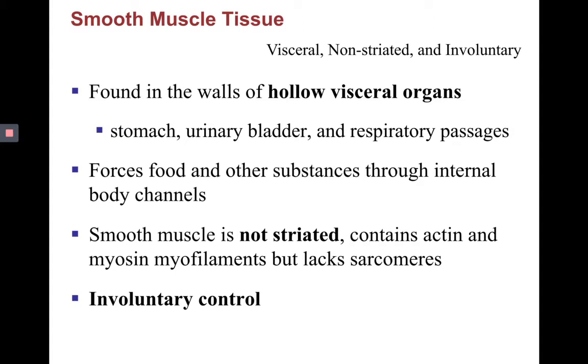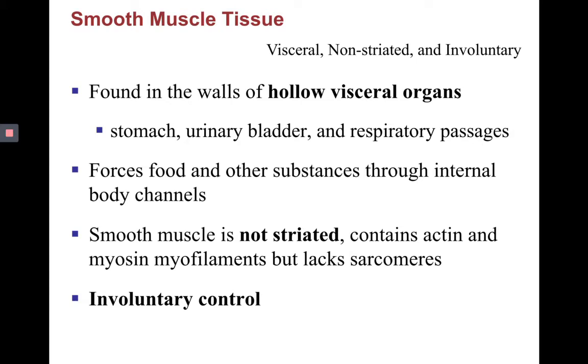We find smooth muscle in the walls of hollow organs, so that includes blood vessels, many digestive organs, and urinary organs like the bladder. And we find that smooth muscle tissue is able to move substances along these hollow channels from one place to another, or from point A to point B, such as through the digestive system, where we see food forced and secretions forced through internal body channels.